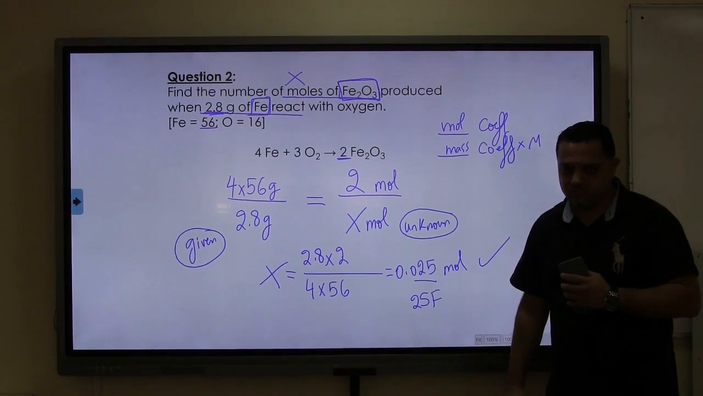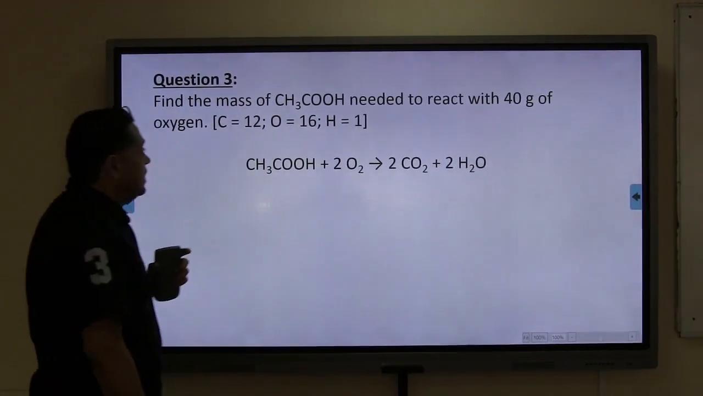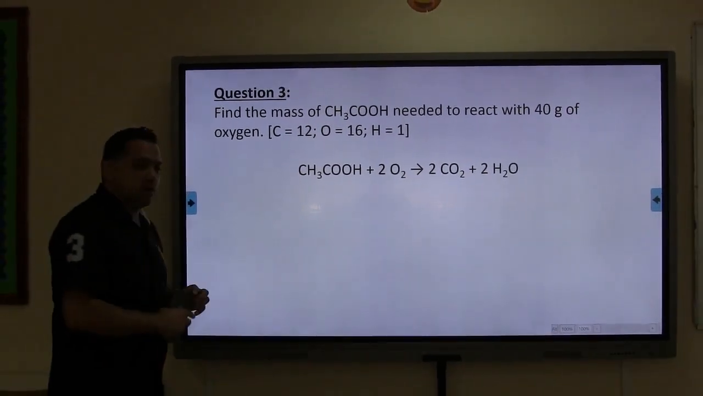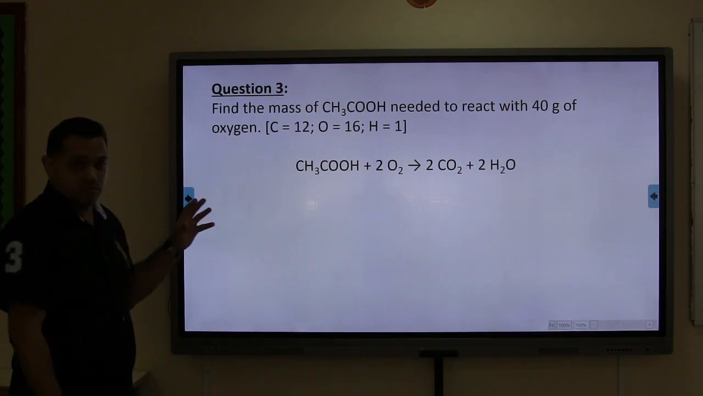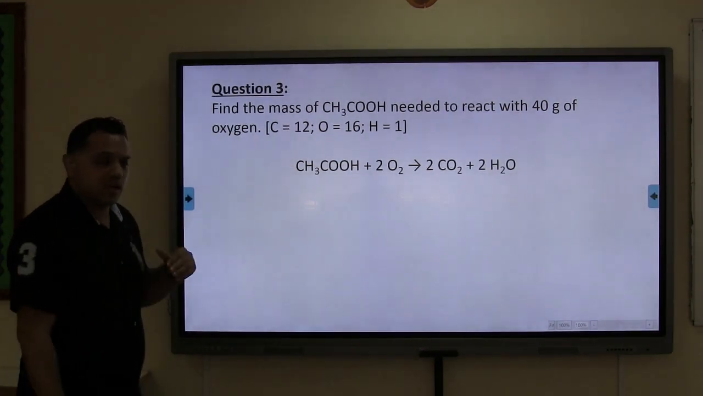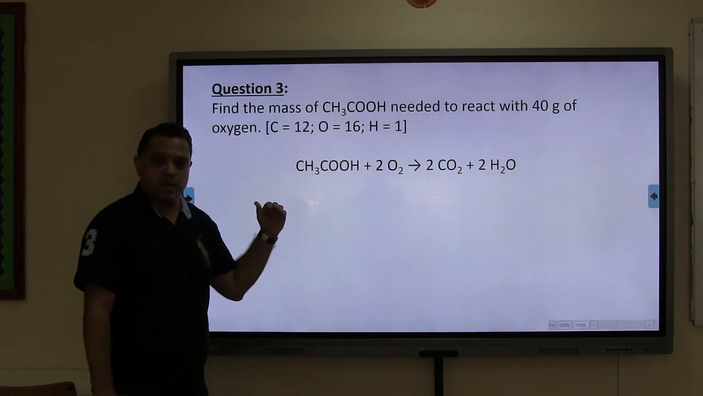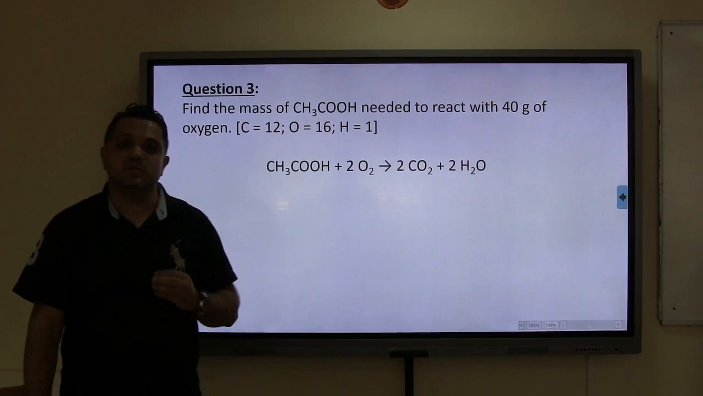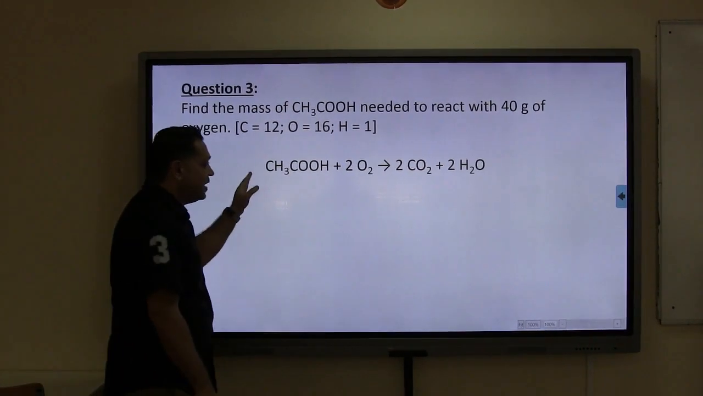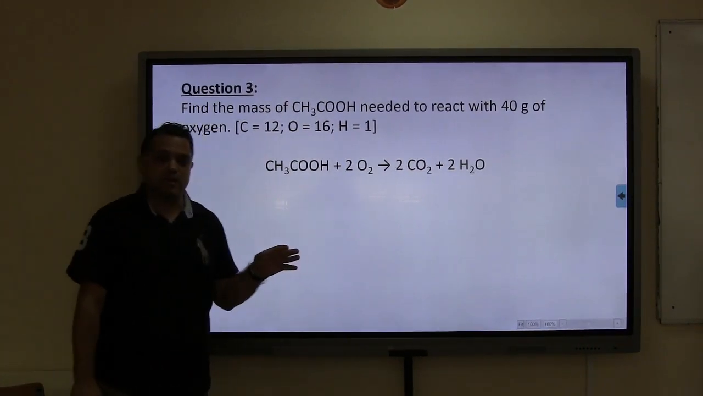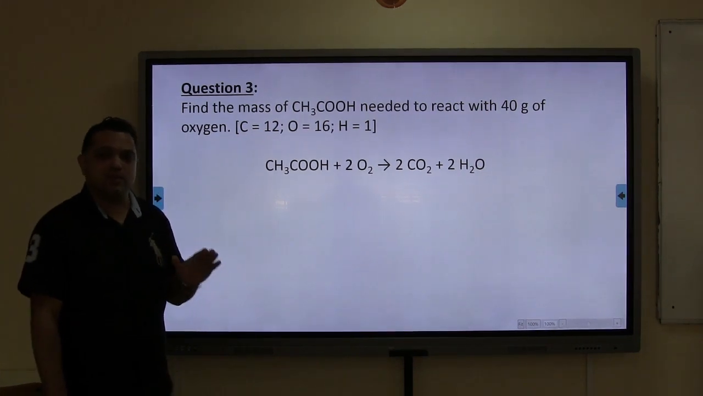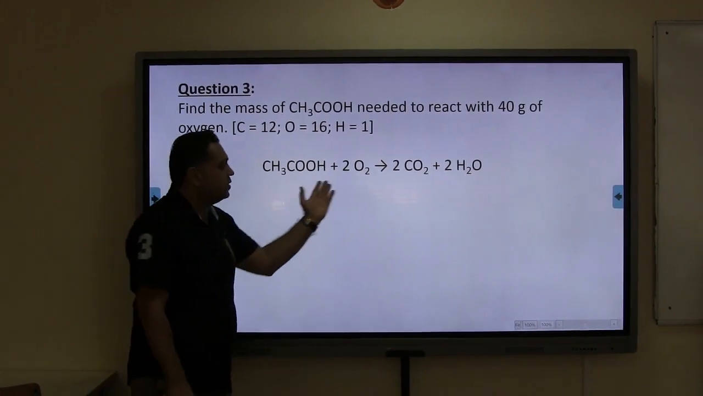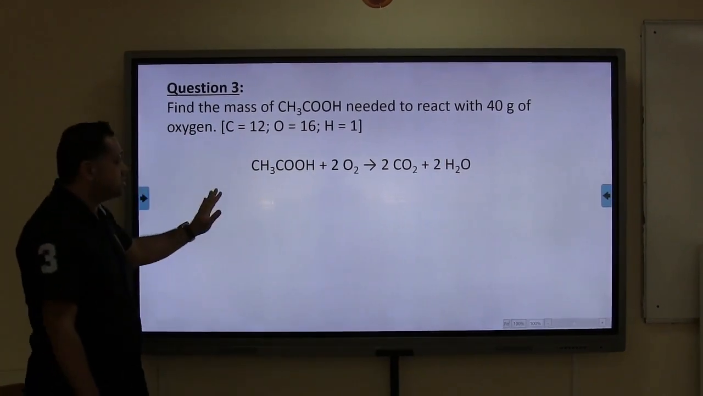So the answer will be 0.025. Question. Find the mass of CH3COH, acetic acid, needed to react with 40 grams of oxygen. It's very important to check whether the reaction is first written or not in the question. If the reaction is written, fine. You need to check whether the reaction is balanced. Maybe here, for example, we don't have any coefficient. Don't take it for granted that the reaction is balanced. We need to balance the reaction if it is not balanced. So, like this reaction, for example, we have coefficients, it is already balanced, so it's fine.